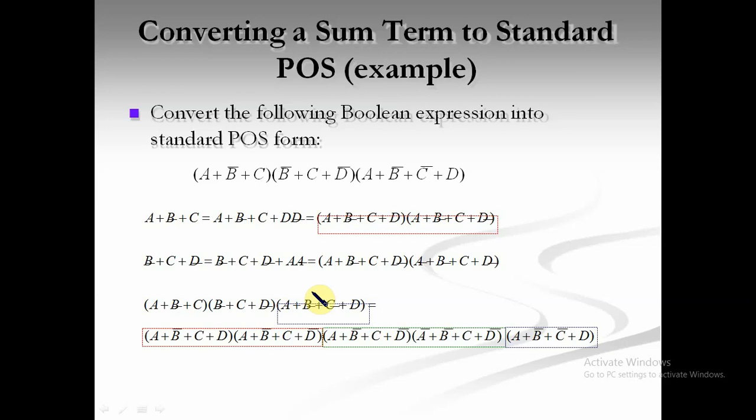After simplifying, we put the answers: a plus b bar plus c plus d, a plus b bar plus c plus d bar, a plus b bar plus c plus d bar, a bar plus b bar plus c plus d bar, and the given a plus b bar plus c bar plus d. That is the conversion from non-standard to standard POS.